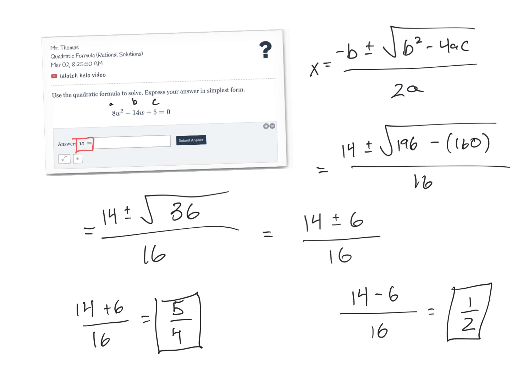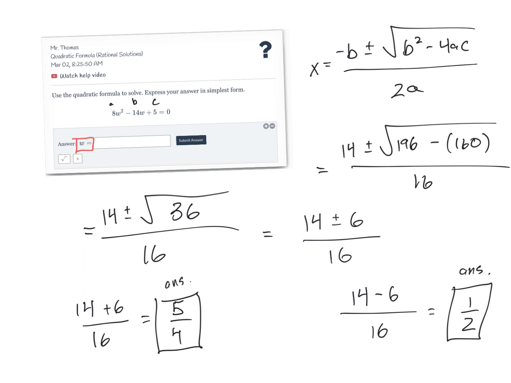Here are our two answers. So it's a lot of busy work, but if you understand the idea of using the formula, plug it in, you got it. I would say keep your answers in fraction format. I don't know if it'll take decimals, but it's nice.